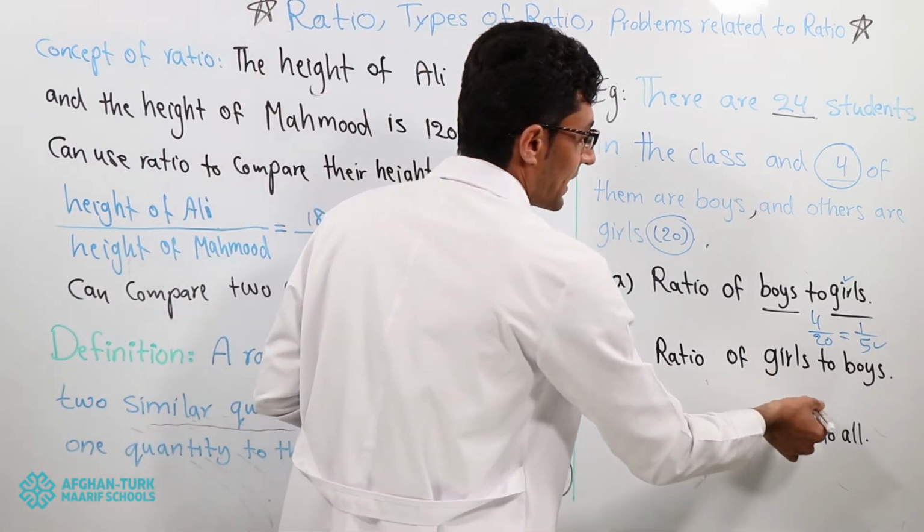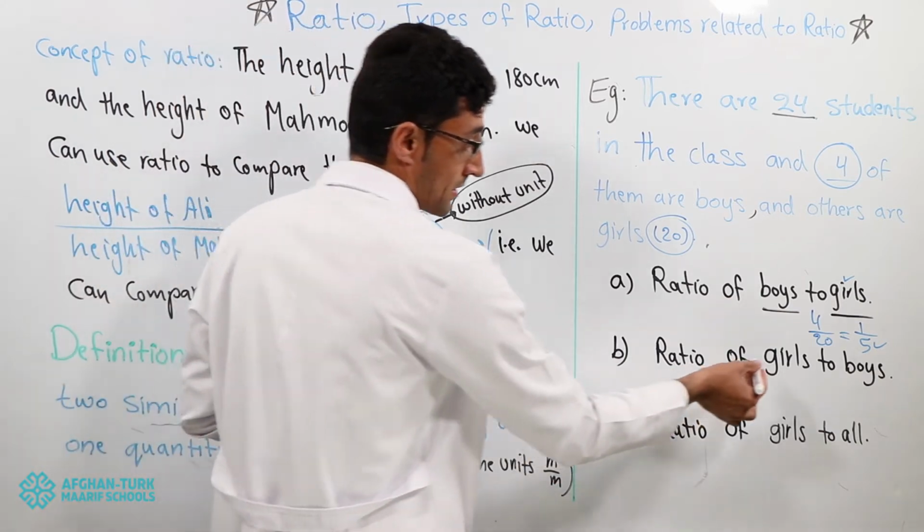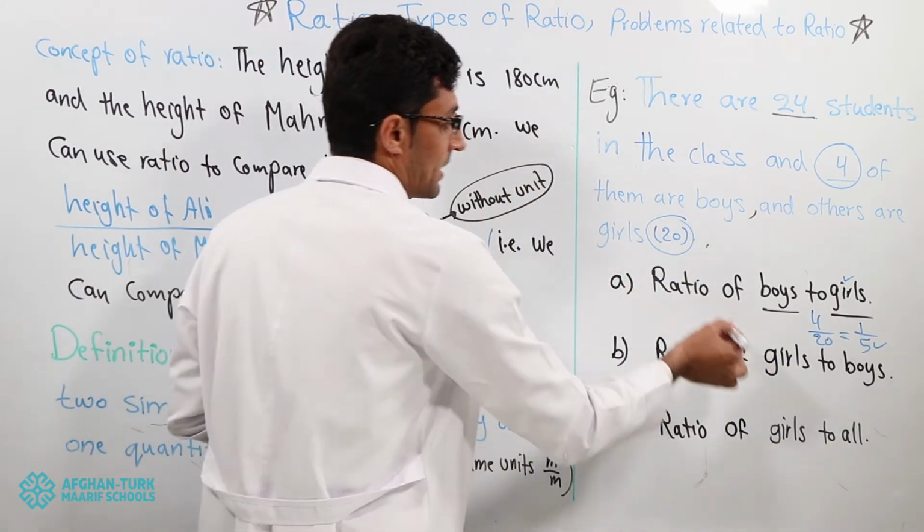Next, ratio of girls to boys. Ratio of girls to boys. Which one is the first? Girls. How many girls?